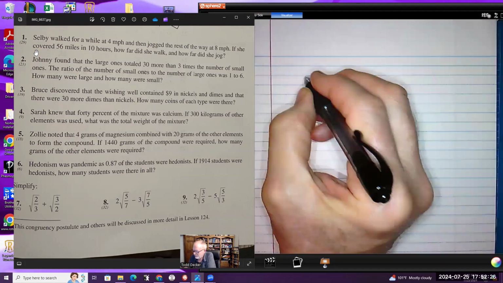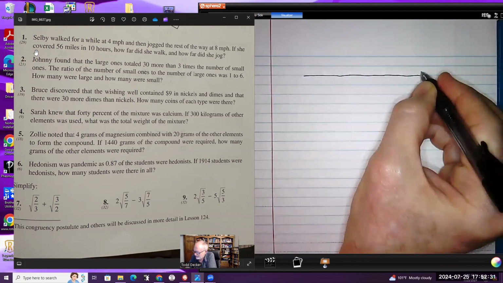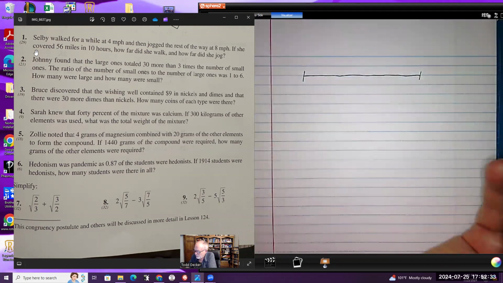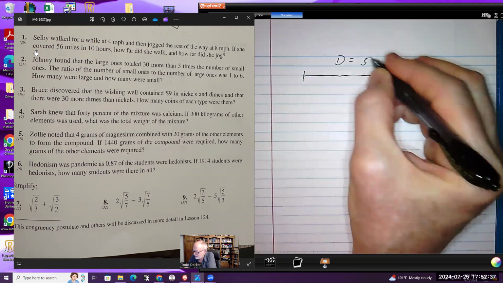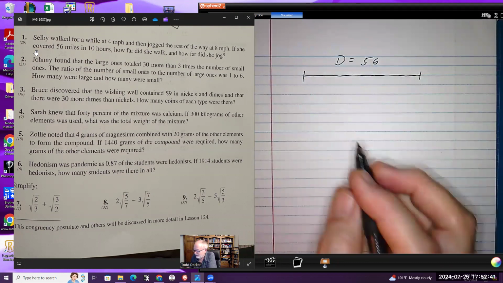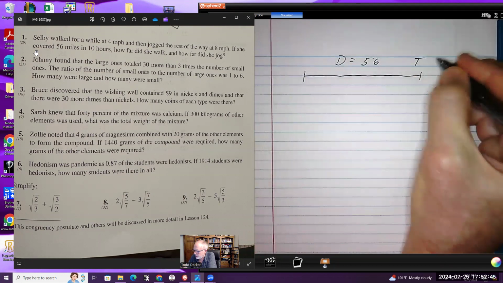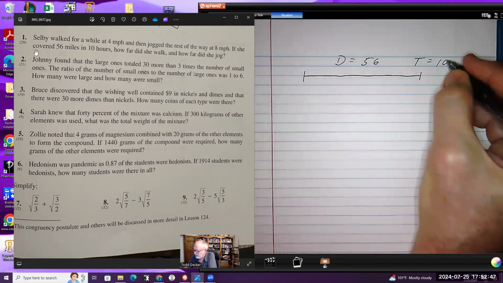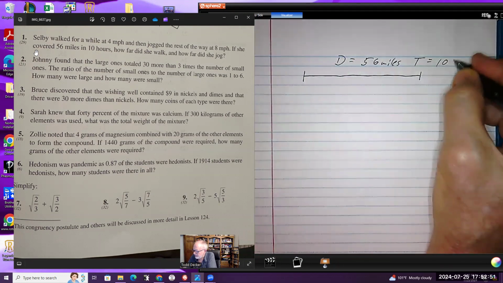So let's draw a picture. I like pictures. Okay. So we're going to walk a total distance of 56 miles. Well, walk and jog, right? So that's the thing. We've got this total distance that she went and total time that she went, 56 miles in 10 hours.